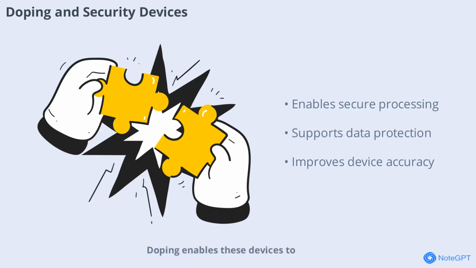Security devices such as biometric scanners and encryption hardware rely on doped semiconductors for fast and secure operation. Doping enables these devices to process sensitive information quickly and accurately, helping to protect data and ensure privacy. As security becomes increasingly important, advances in doping technology will continue to play a vital role.